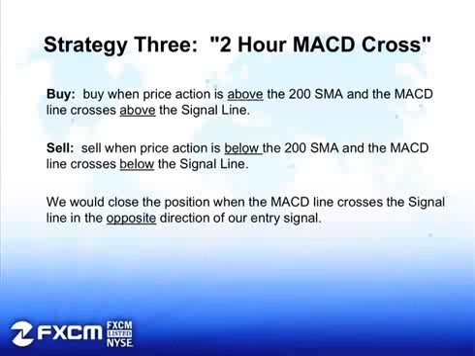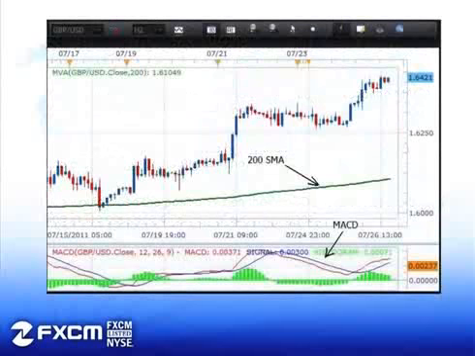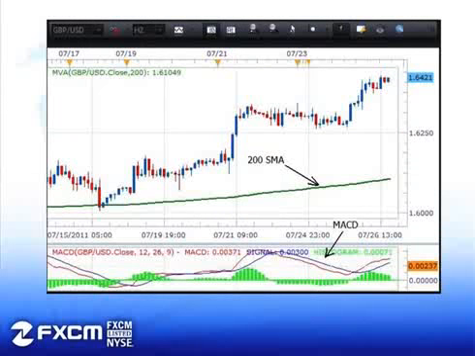Sell when price action is below the 200 period simple moving average and the MACD line crosses below the signal line. We would close the position when the MACD line crosses the signal line in the opposite direction of our entry. A picture is worth 1,000 words, so let's have a picture of a chart up here. This is a trending strategy again, so it works best in a trending market. I like to use it personally with pairs that have a little more volatility, so we get a little bit of oomph behind the move. Generally, any of the pound pairs have more volatility than some of the others.